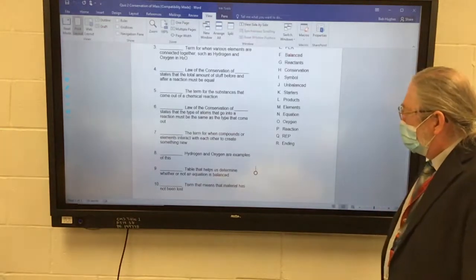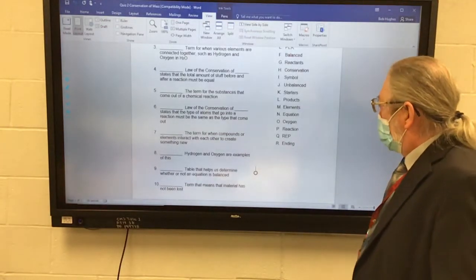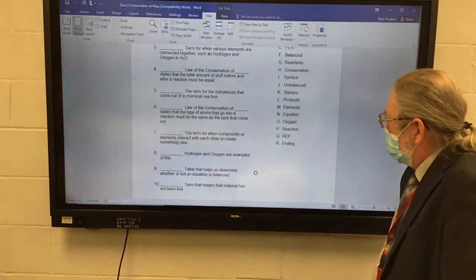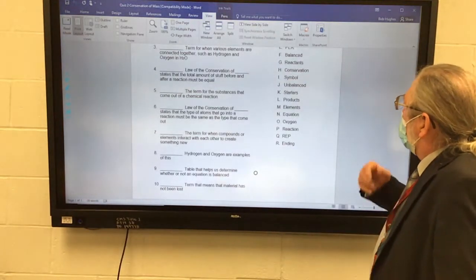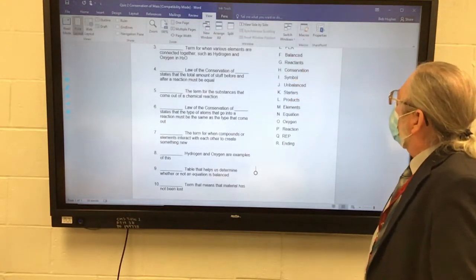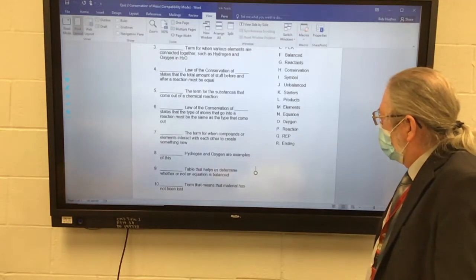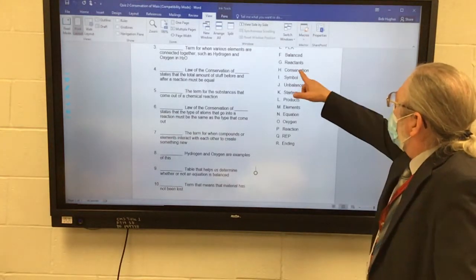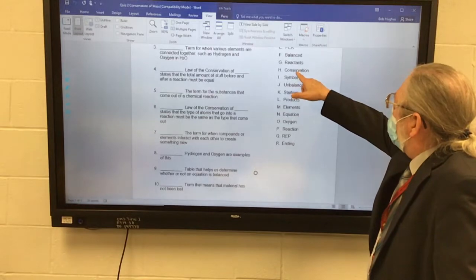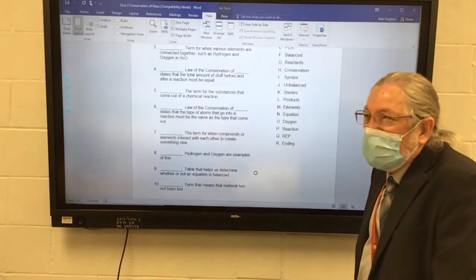Are we ready for number 10? What is this term that means that material has not been lost? Is that called conservation, H, or is that called symbol, I? Everybody got an answer?